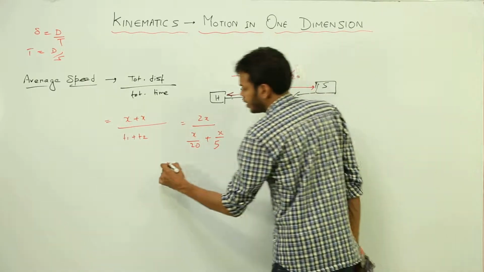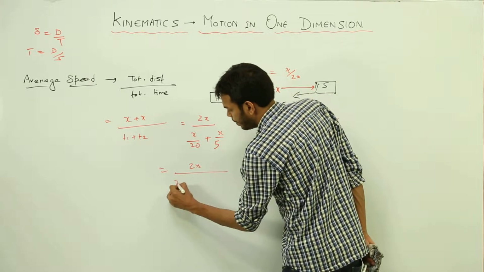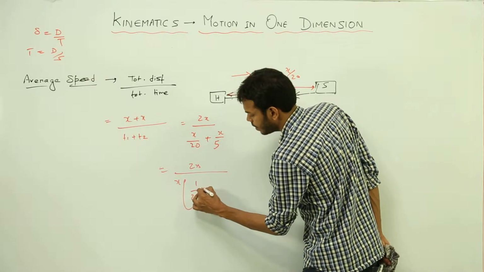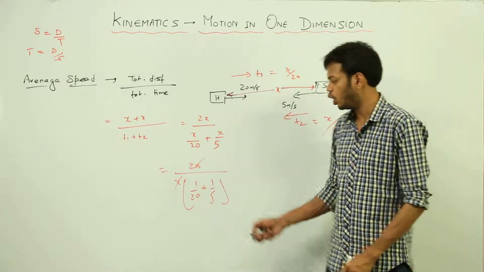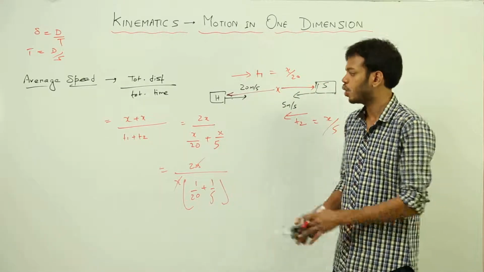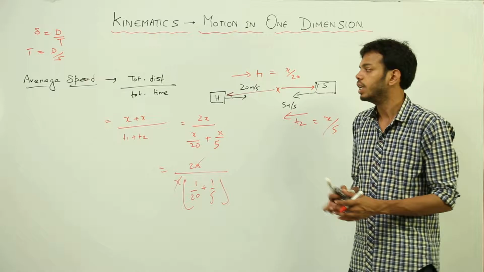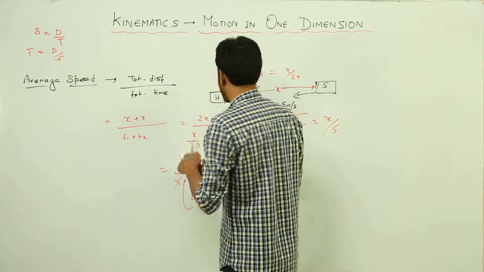Now how do we do it? I am taking x common out, I am left with numbers, so this x gets cancelled out and all you are left with is only numbers. So ultimately your answer will be in numbers. So this is how you calculate average speed.